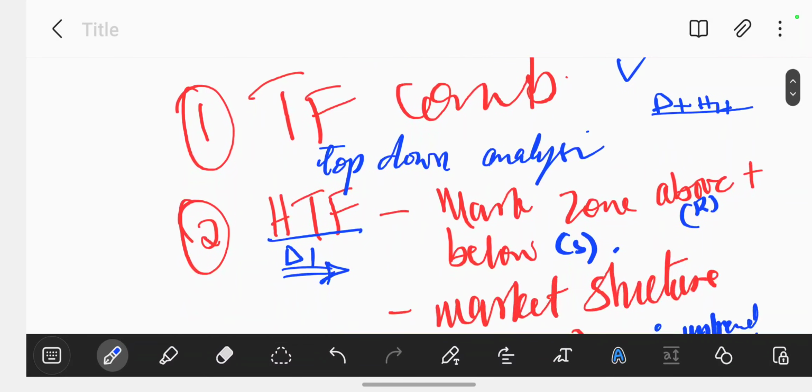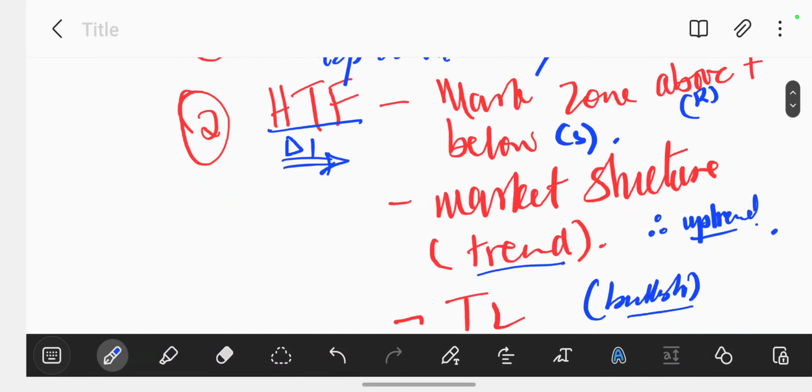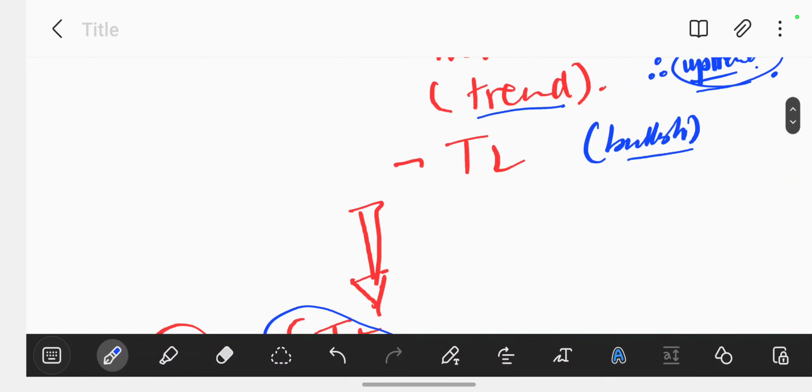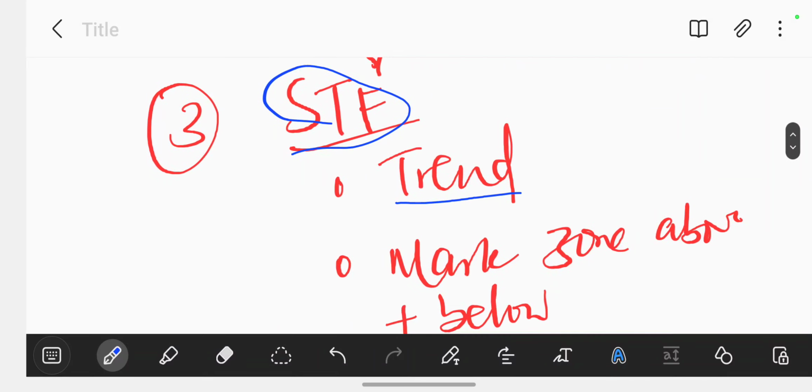What if your daily is still saying uptrend, right? Your daily is still saying uptrend. You put your bullish trend line, but then you come to your H4. Your H4 is saying downtrend. Then what is it that you're going to do? You're still going to mark the zone above, which is your resistance, and the zone below, which is your support.